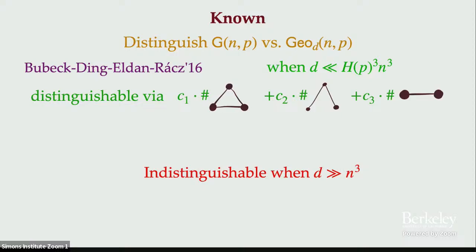So this result here by Bubeck, Eldan, Rácz is saying that in the distinguishing regime, they proved that for D much smaller, and here in this talk, much smaller usually means you have a hidden polylog on the right hand side. So when D is much smaller than H(P) cubed N cubed, where H is the binary entropy function of P, then we can use this algorithm, counting the centered number of triangles, to distinguish. And on the other hand, when D is much greater than N cubed, the two distributions are statistically indistinguishable.